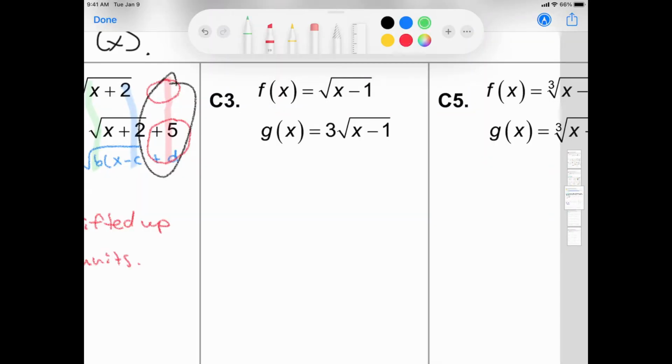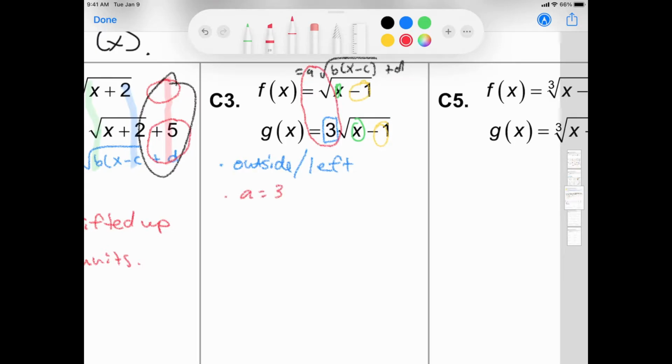Alright, C3 here. I noticed that f and g look pretty much the same. They have an x. They both have a -1 inside the radical, but the only thing that's different here is this 3. And this 3 is on the outside. Let's write that, outside. What else do we notice? It's to the left. If you needed to, you can write the parent function. And you'll notice that it's on the outside, so your a value is essentially 3.